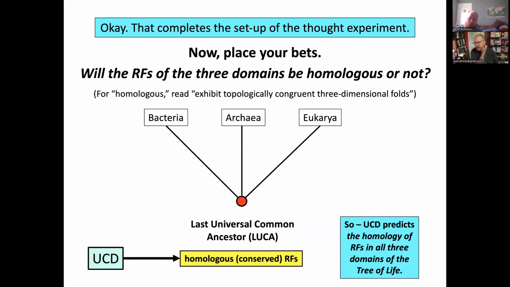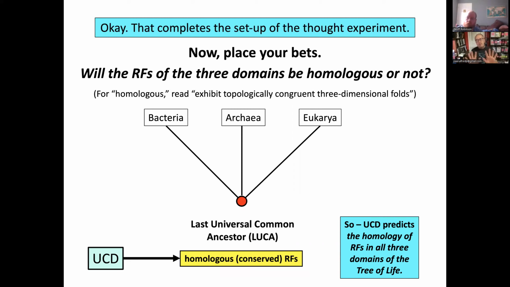And for homologous, you should take that to mean exhibit topologically congruent three-dimensional folds, so that these folds, if you went to the Protein Data Bank and used their viewer, you could rotate them and they would be, in three dimensions, congruent.